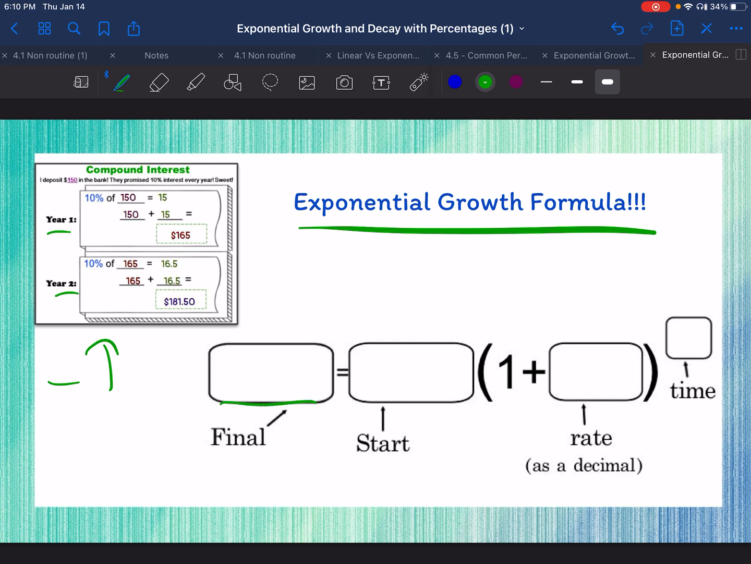What was the final amount that I ended up with? Well, that was $181.50. How much money did I start with?